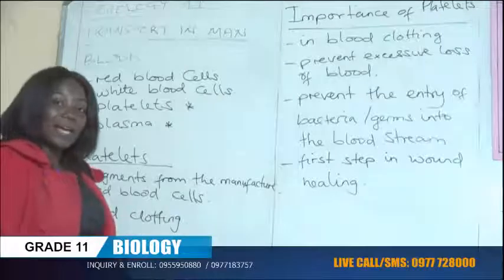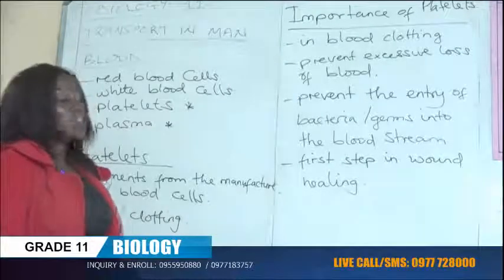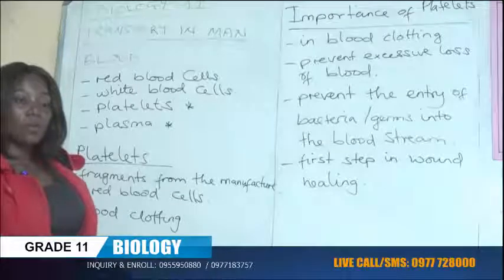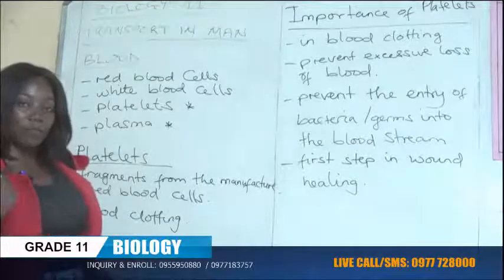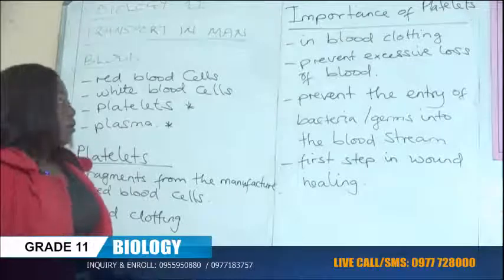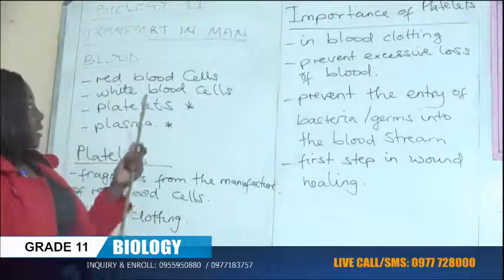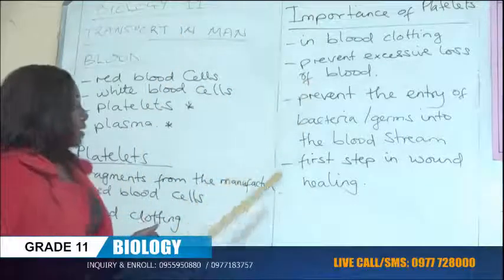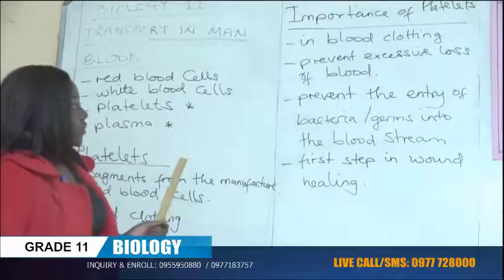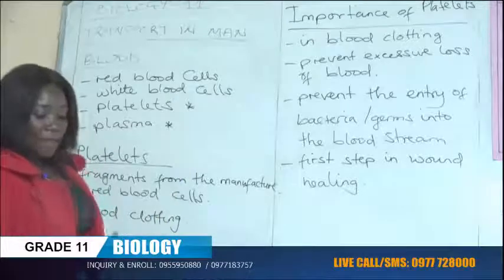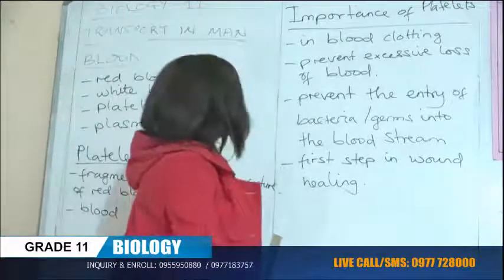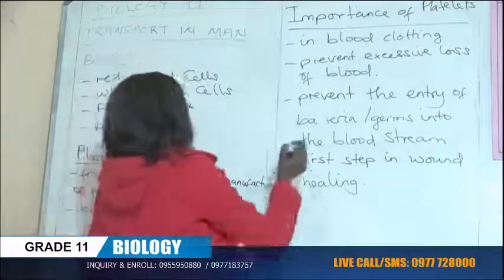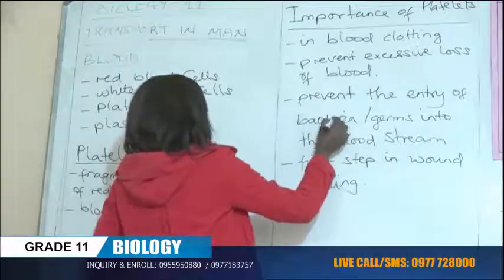When the blood is clotting, a mesh is formed. The mesh further forms a scab, which when it dries off and falls off, a scar will be formed over your wound. So platelets are important in the process of blood clotting. They prevent excessive loss of blood. They prevent entry of bacteria and germs into the bloodstream, because exposure of a wound to a contaminated environment will cause entry of bacteria or germs.